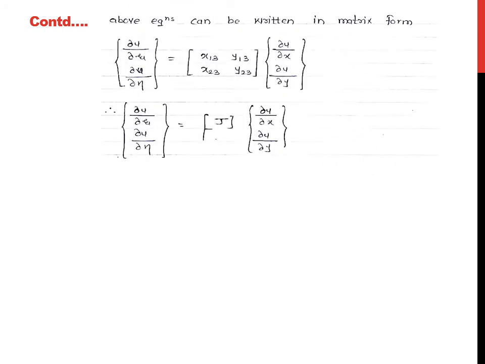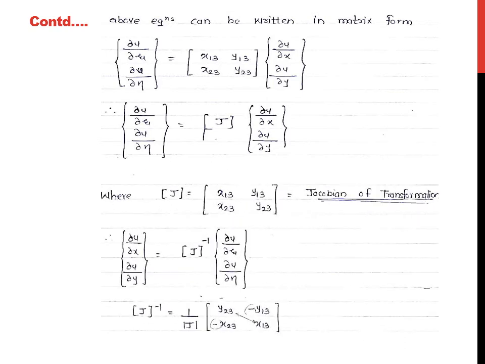So the above equation can be written in matrix form: del u by del zeta and del u by del eta is equal to a matrix with x13 y13 as the first row and x23 y23 as the second row, multiplied by del u by del x and del u by del y. Now this matrix, with first row x13 y13 and second row x23 y23, is denoted as capital J, also known as the Jacobian matrix.